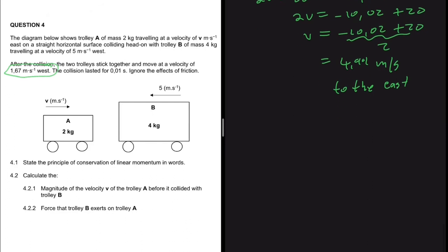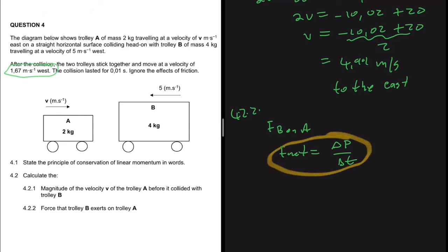And now we can do 4.2.2. It says, calculate the force that trolley B exerts on trolley A. Since this question is on momentum and impulse, let's use Newton's second law in terms of momentum. We know fully well that it states that F net is equal to the rate of change in momentum. So if we can calculate the rate of change in momentum of trolley A, then we will know the force that B exerts on A.